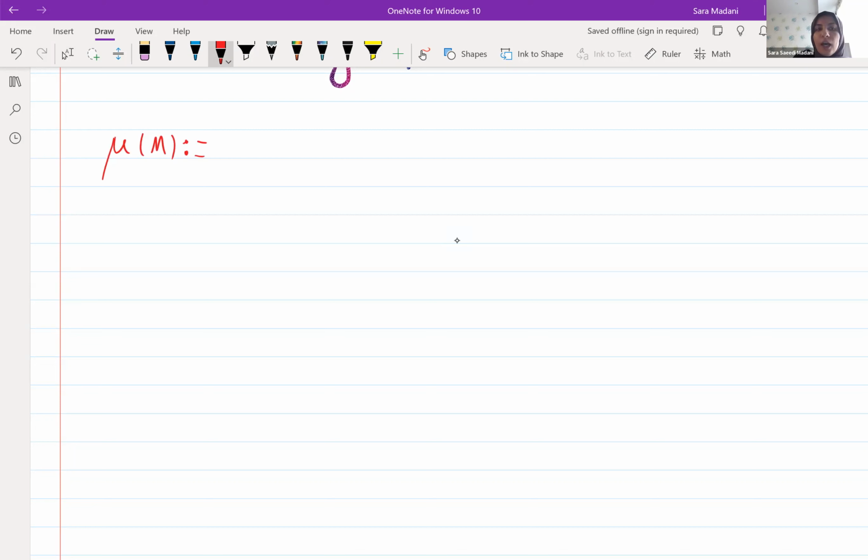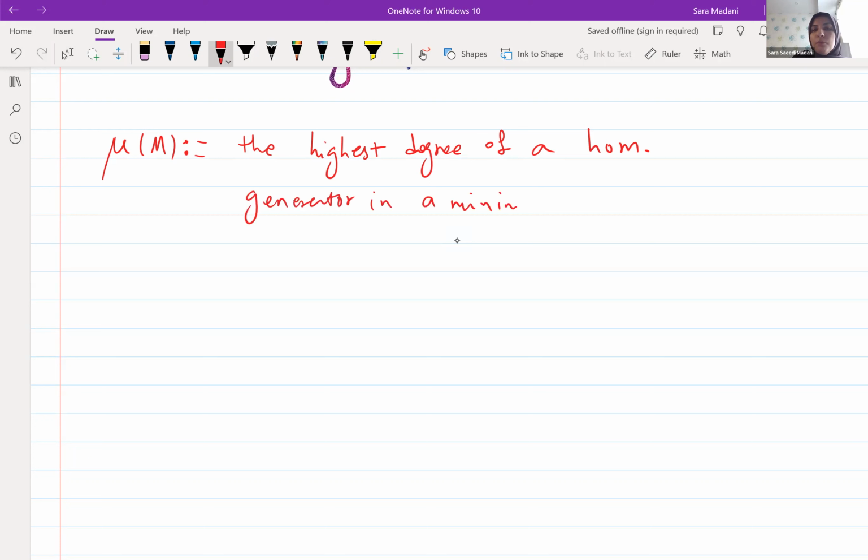First of all, we denote the highest degree of a homogeneous generator in a minimal generating set of I psi M. So I have a matroid, I provide the cycle ideal. If it is non-zero, it has some generators. Since it is graded, it has a minimal homogeneous generating set. They have probably different degrees. We denote the highest degree appearing among them by mu of M.